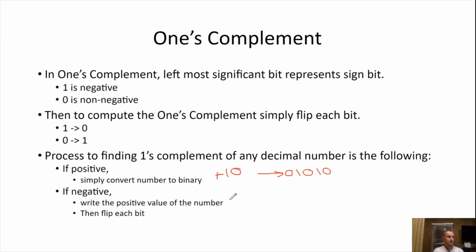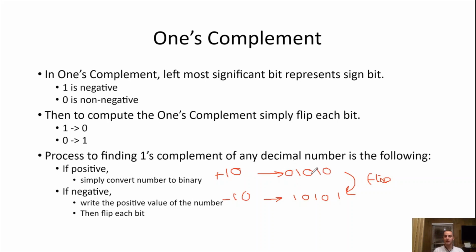If it was negative, what you do, you basically calculate the positive value, which is going to be this number, and then you flip every bit. So this is going to be 1 0 1 0 1. So you flip. So basically that's the general rule. And you always have to make sure that you have enough bits to represent that number.